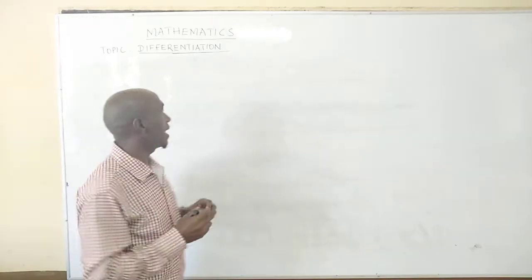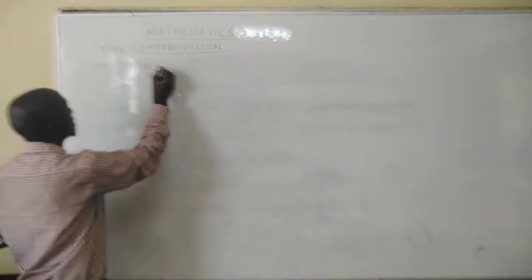A straight line has an equation in the form y is equal to mx plus c, where m is the gradient. For example, if we have y is equal to 3x plus 7 as our equation, then this 3 is the gradient of this straight line. And I want you to note that for a straight line, the gradient is constant.